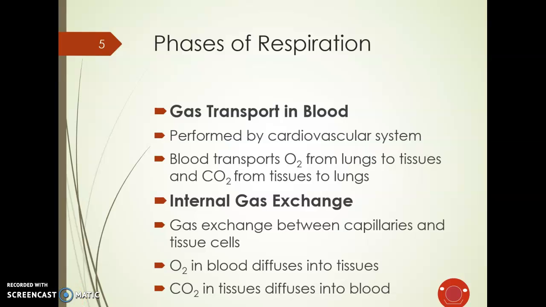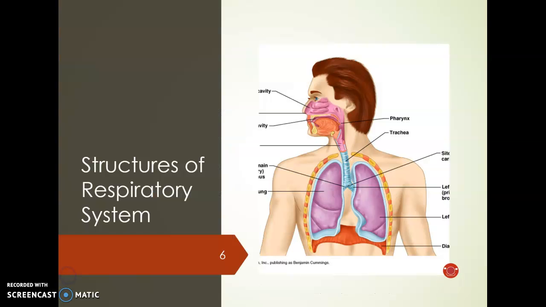Next up, we're going to look at the organs or the structures of the respiratory system. And as you'll see, we're going to look at the nose and nasal cavity, the sinuses, the pharynx, the larynx, the trachea, bronchi, bronchioles, and the alveoli.